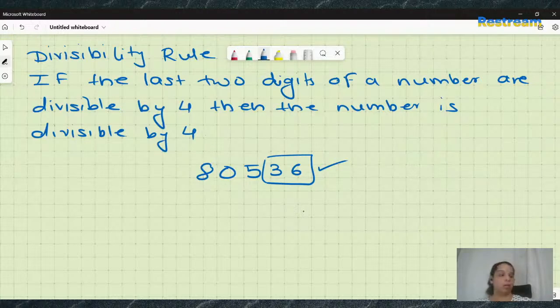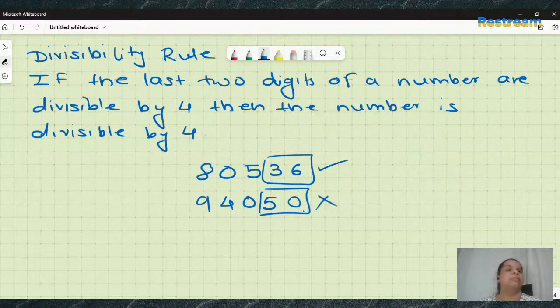Okay. Now let's take a number. Let's say 94052. Is 52 divisible by 4? Yes, it is. So this number is also divisible by 4. So let's say 950. Is 50 divisible by 4? No. Okay. So this was the divisibility rule for 4.